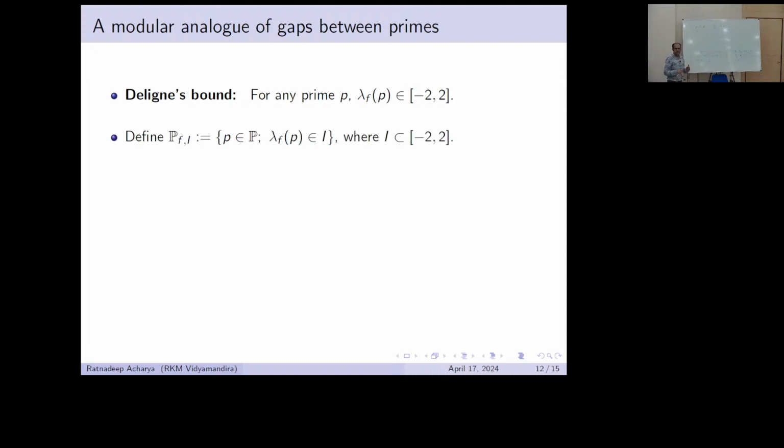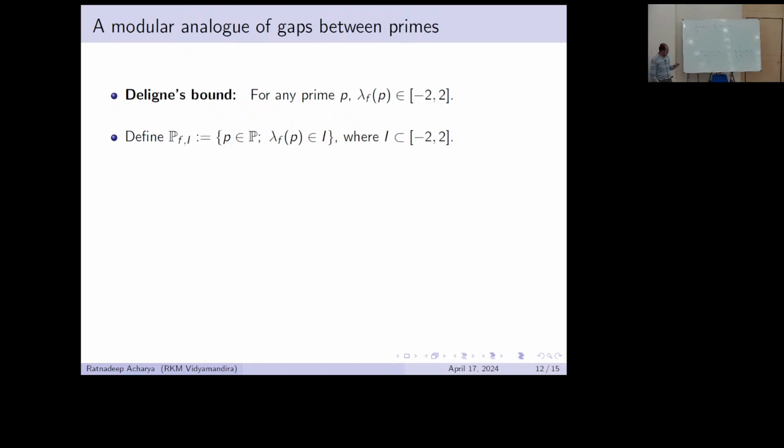So now let us define a subset of primes of our interest. We define P(f,I). What is P(f,I)? Take all those primes such that lambda f(p) belongs to I, where I is any subset of [-2, 2]. We already know that for all primes p, lambda f(p) belongs to this interval. So take any subset of these, call it I, and for that we define P(f,I). First fix f, then fix I, and define P(f,I) like this.